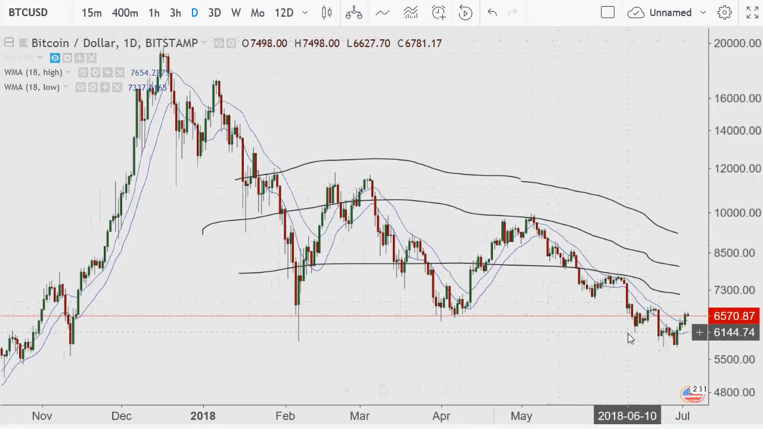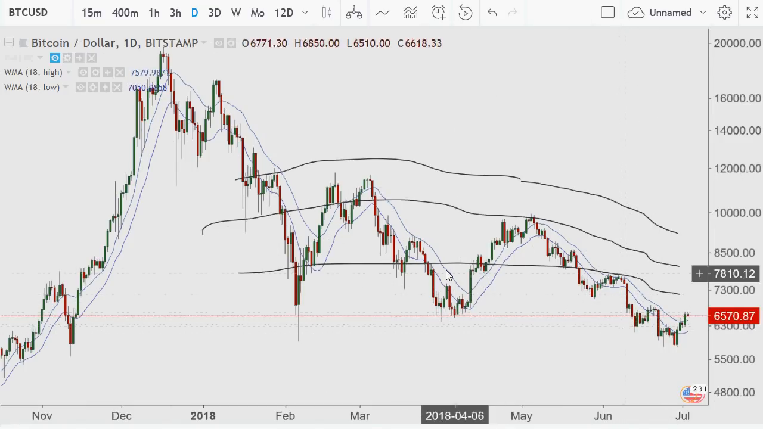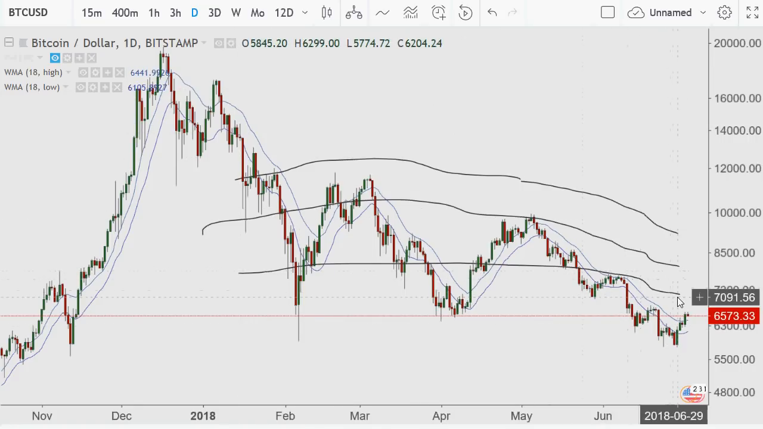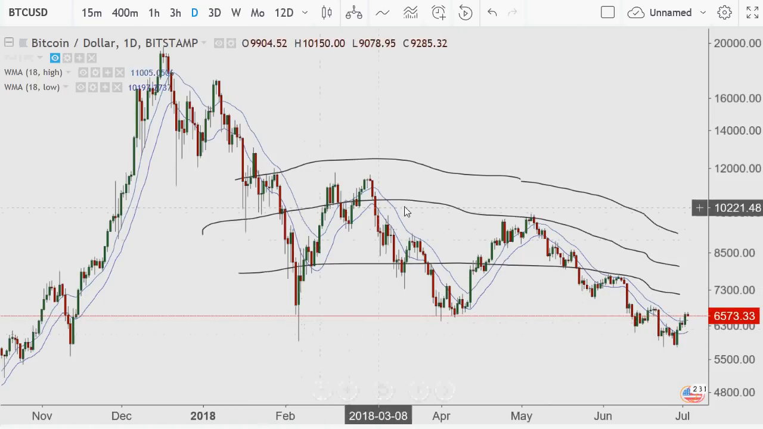So within this move that has occurred, it has had that extra leg lower. The 18 hasn't really declined too much, for it's still well above this level. That is the longer term one.